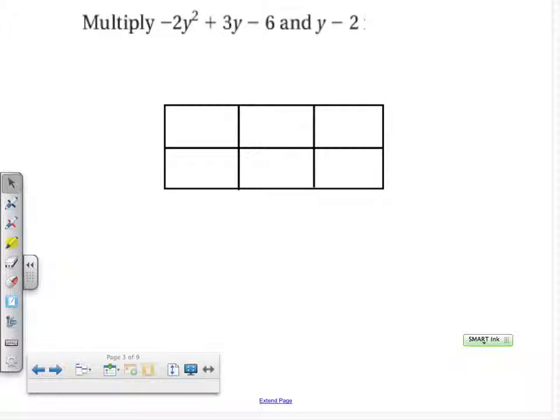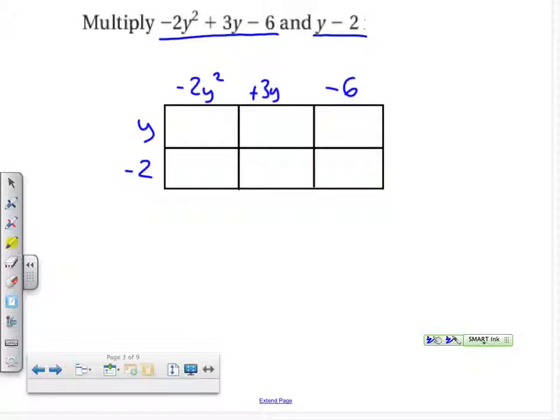Multiply negative 2y squared plus 3y minus 6 by y minus 2. Right? So we're going to use the box. We've got a pre-drawn box here. There's 3 terms here and 2 terms here. So what we're going to do is take and make a 3 by 2 box. 3 for one polynomial and 2 for the other. So that would be negative 2y squared plus 3y minus 6 times y minus 2.